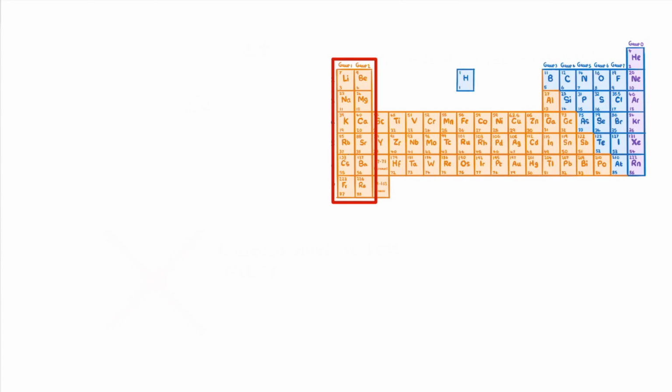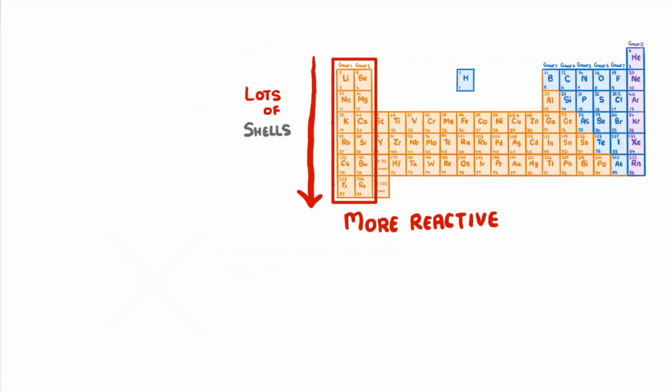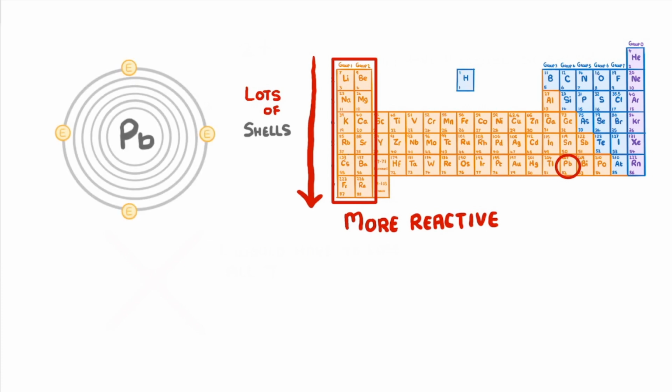Another feature of metals is that they tend to become more reactive towards the bottom of the table. This is because elements far down the table have lots of shells. For example, lead, which is Pb here on the table, has 6 shells, so its outermost shell is really far from the nucleus.